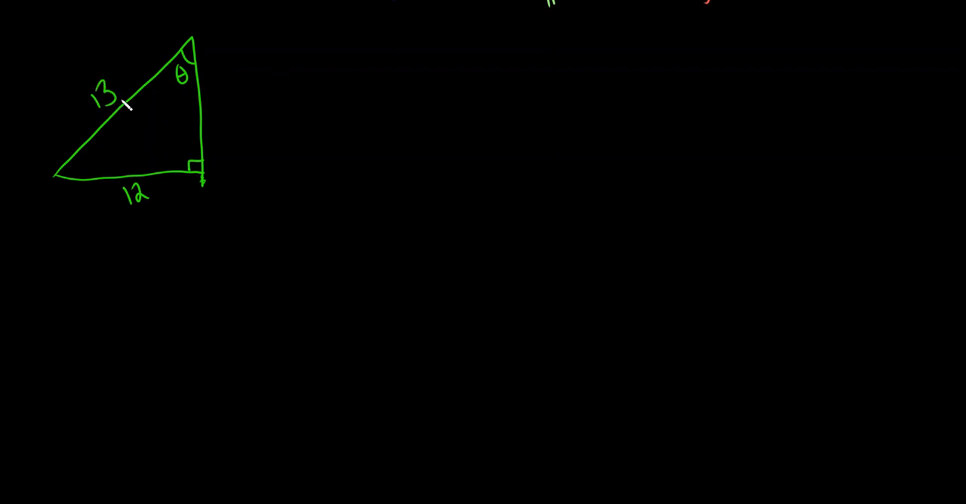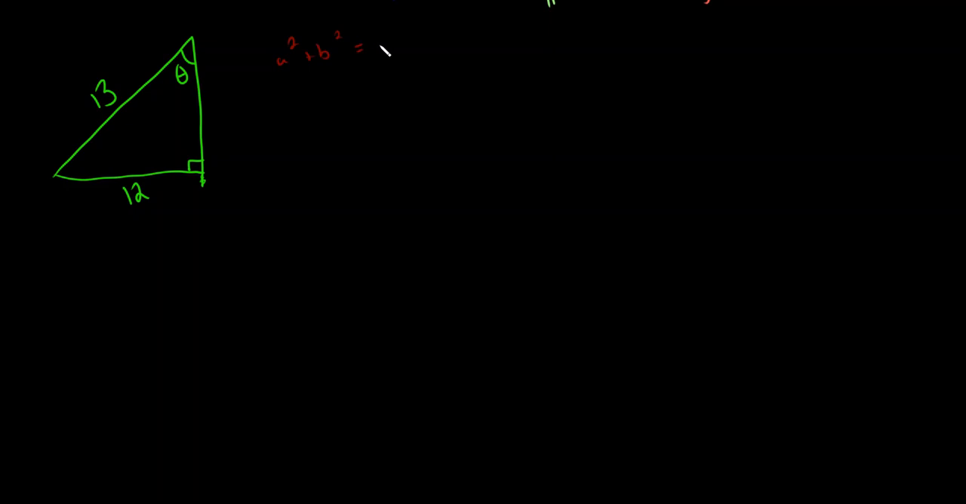Now what we need to do first, if we want to find our three trig ratios, sine, cosine, and tangent, is I'm going to need all three sides. So I'm missing this leg right here. I'm missing the adjacent leg to theta. I can find that very quickly by, remember, using the Pythagorean theorem.